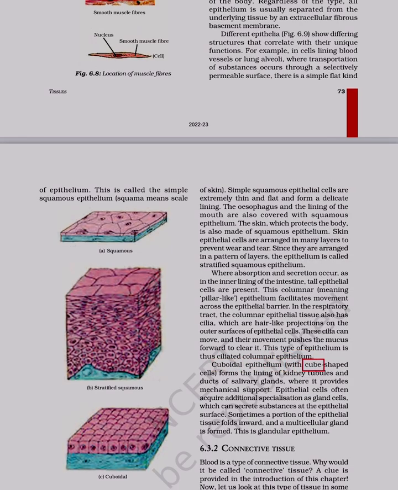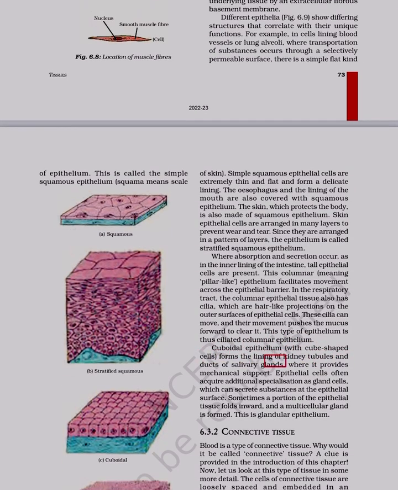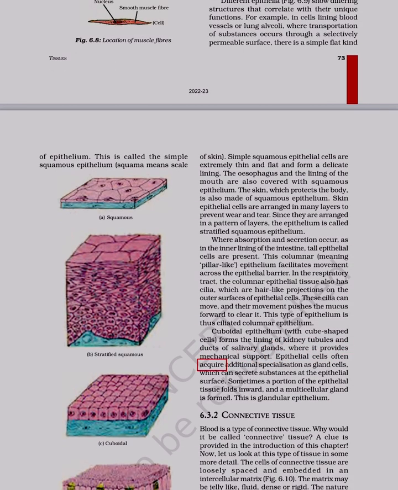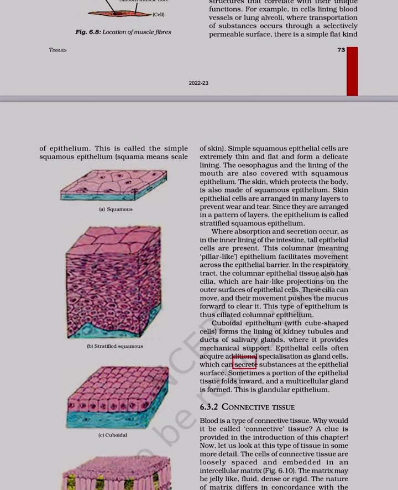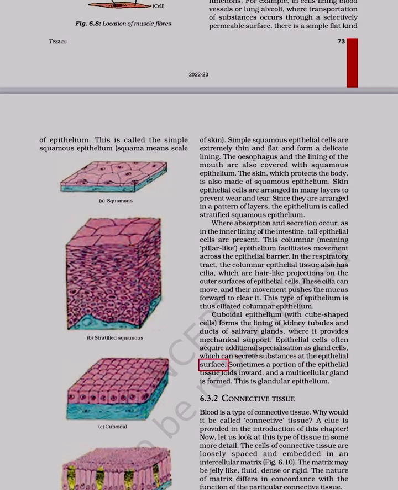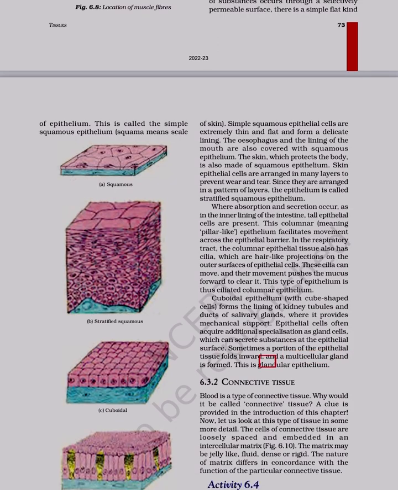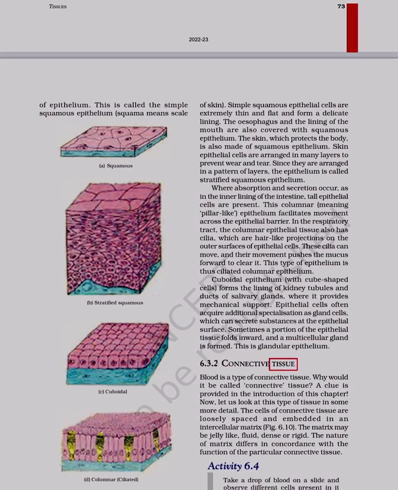Cuboidal epithelium with cube-shaped cells forms the lining of kidney tubules and ducts of salivary glands, where it provides mechanical support. Epithelial cells often acquire additional specialization as gland cells, which can secrete substances at the epithelial surface. Sometimes a portion of the epithelial tissue folds inward, and a multicellular gland is formed. This is glandular epithelium.